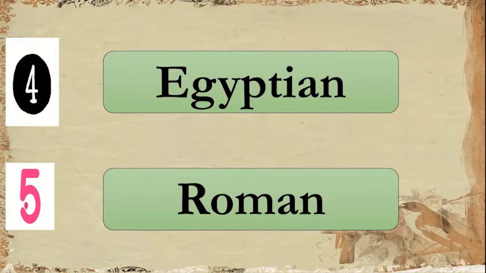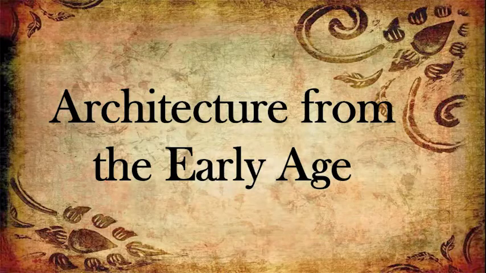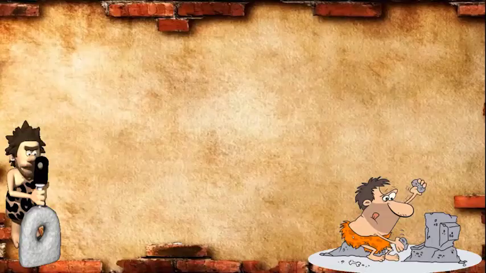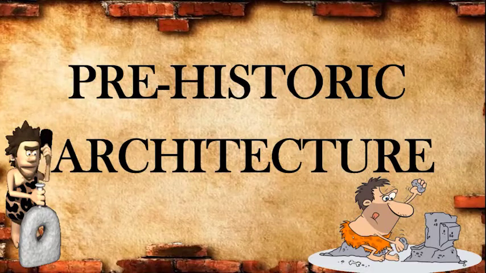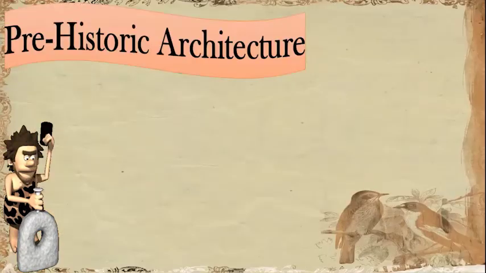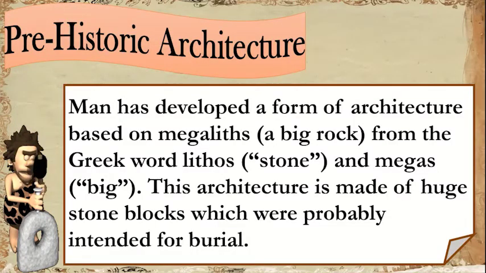I hope you did. Now, let's start our lesson about the architecture from the early age and discuss the prehistoric architecture. In prehistoric architecture, man has developed a form of architecture based on megaliths, meaning a big rock, from the Greek word lithos, which means stone, and megas, which means big. This architecture is made of huge stone blocks which were probably intended for burial.